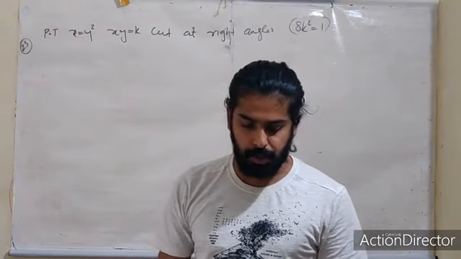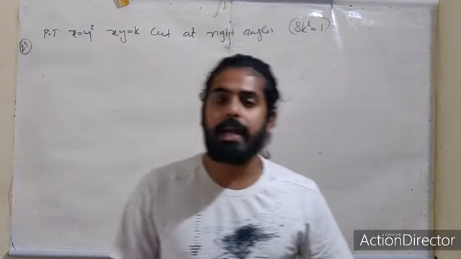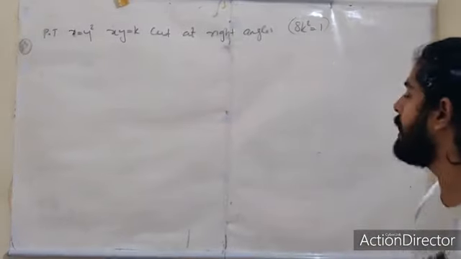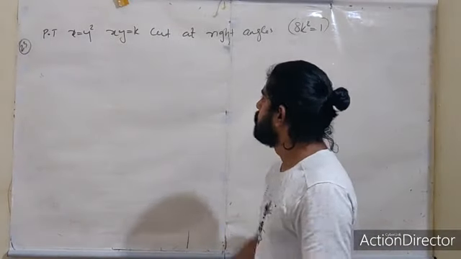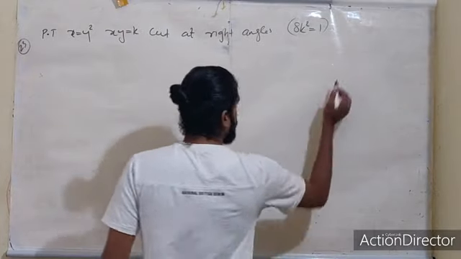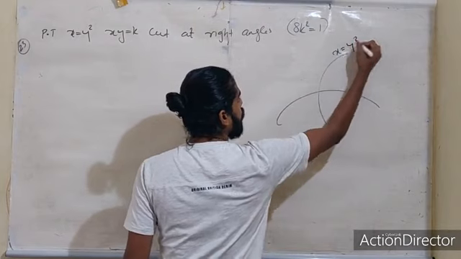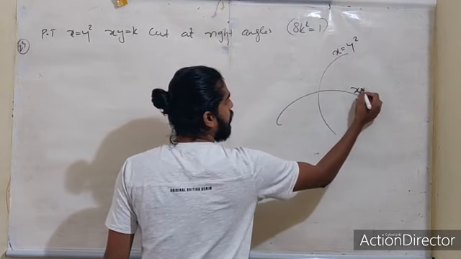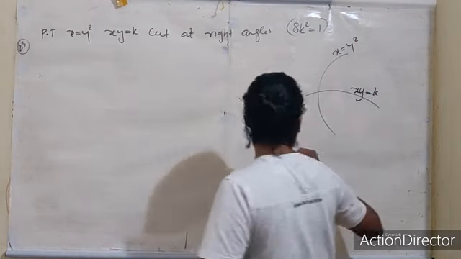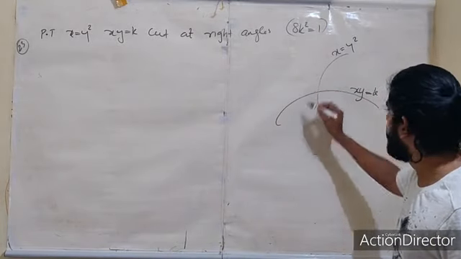So next is question number 23. Prove that the curves x equal to y square and xy equal to k cut at right angles. Suppose these are the curves: this is x equal to y square and this curve is x into y equal to k. We need to prove that these curves cut at right angles, that the angle between these curves is 90 degrees.